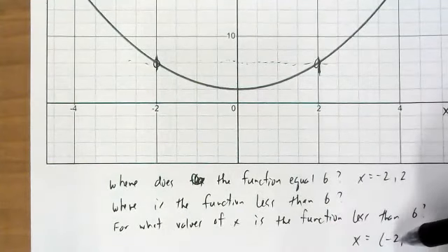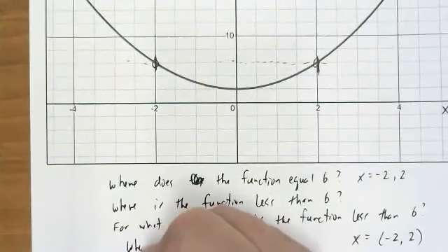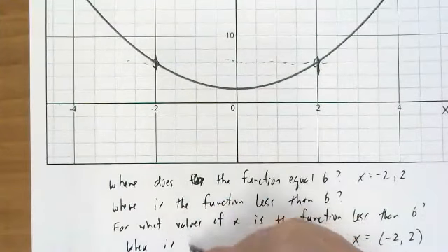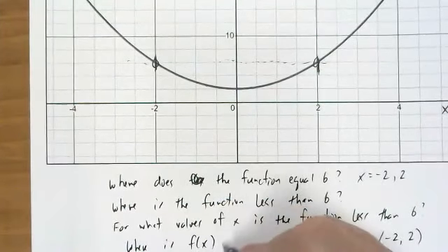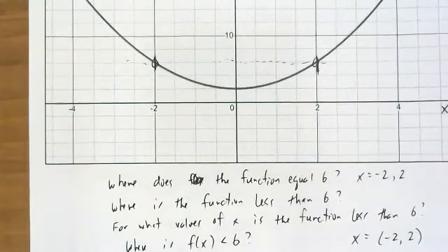Just for fun, another way to ask this question, if they really want to make it simple, they could say, where is f of x less than 6? That's the very most precise way to answer that question.